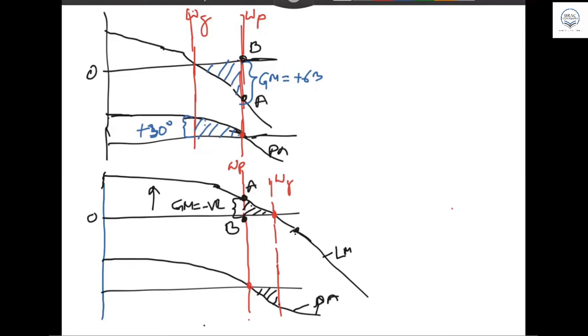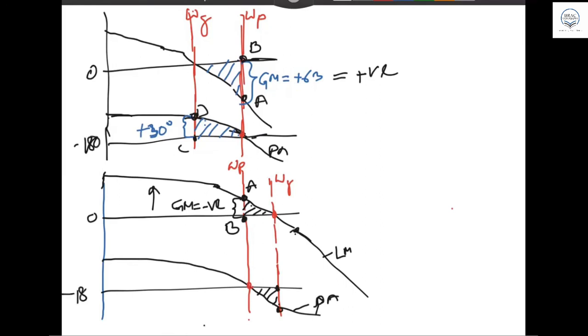So this time the gain margin is positive, and the gain margin here is negative. And in this case, if you go for the C and D points, that will be different, because for C and D, this is your 180 degree line.